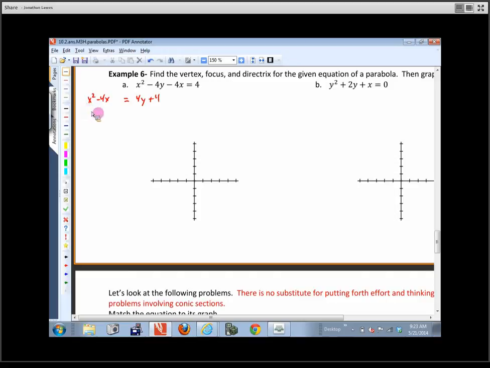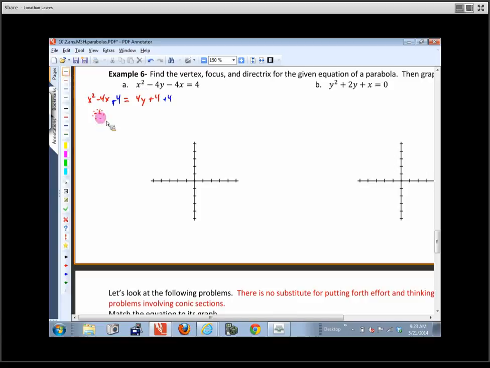Okay, so the process for completing the square, once you have that as a 1x squared or a 1y squared, is you take half the middle coefficient. So if I take half of that, that's -2. I'm going to put a little circle around that because I'm going to use that again. And I'm going to square that, and I'm going to put it right here. So I added 4 to that side. If I add 4 to this side of the equation, I better add 4 to that side of the equation.